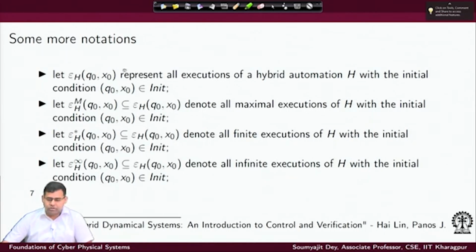So, this is for all executions of the automata. The second one is for all maximal executions. The first one is for all executions, among them those who are maximal are in the set zeta m, and this zeta star is the set of all those finite executions, and these are the infinite executions.